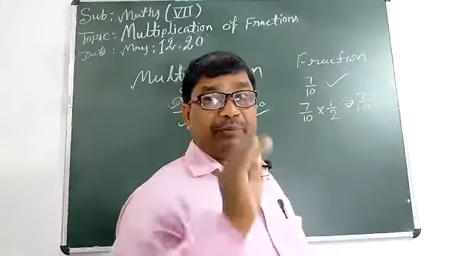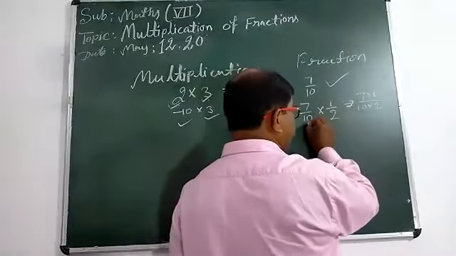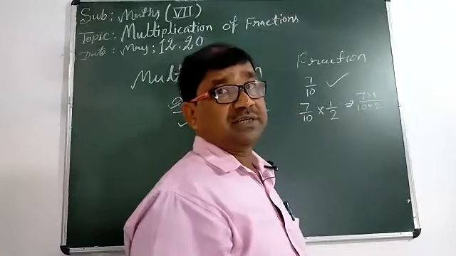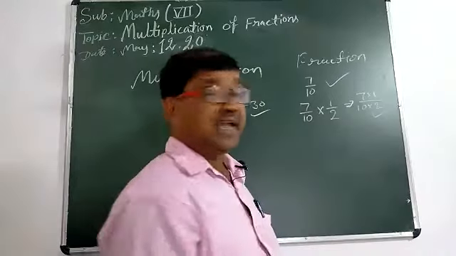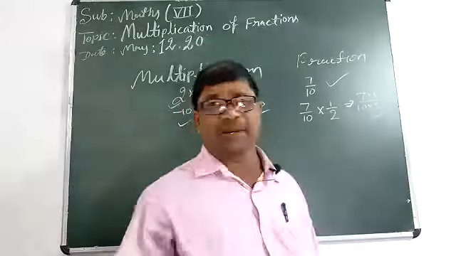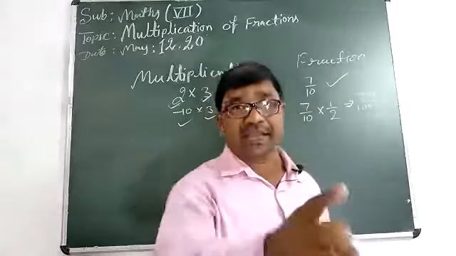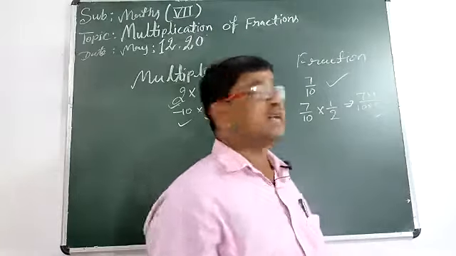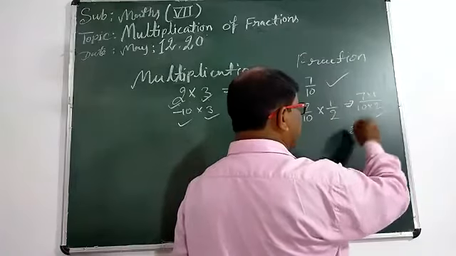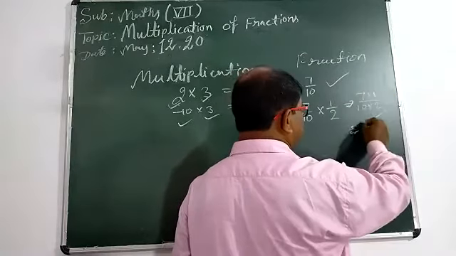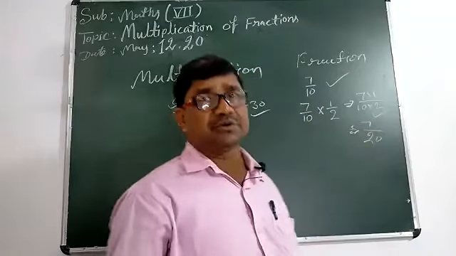You should multiply numerator to numerator, and denominator to denominator. In this way, you should write. Then you should think of any common divisor. क्या ये दोनों किसी से डिवाइड होने वाला है? Any common divisor here? If no common divisor, then you will multiply. 7 multiply 1 is 7 and 10 multiply 2 is 20. So 7 upon 20 is the product.